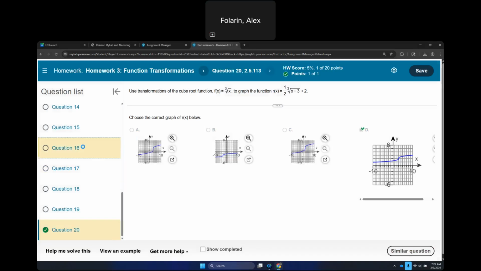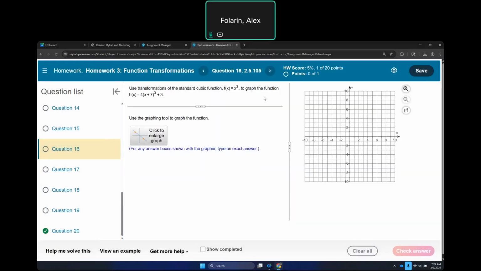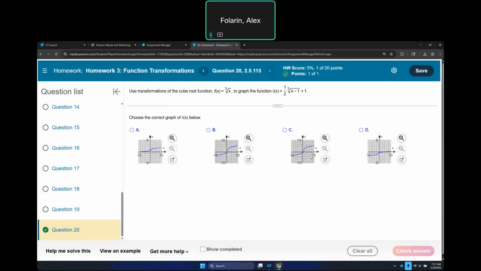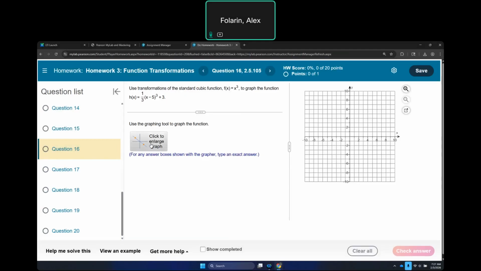Then I'll also look at some of the functions where you have to graph yourself. For example, number 16. On this graph, we have, again, x cubed. So this is going to be the graph from here, but pretty much rotated 90 degrees. That's our parent function. So I have a vertical compression of 1/3. I have a horizontal shift to the right 5 units, and I have a vertical shift up 3 units.